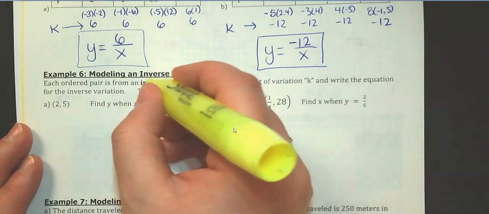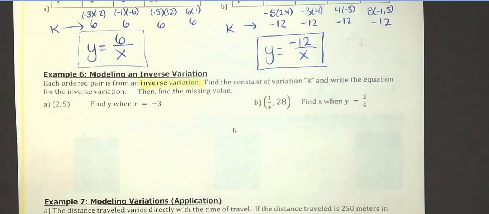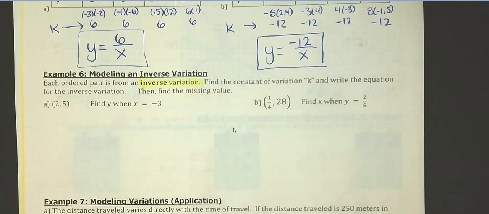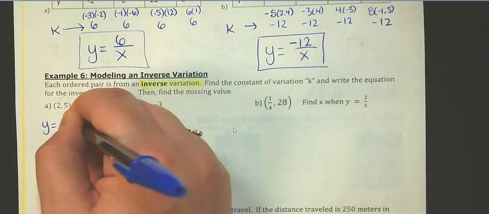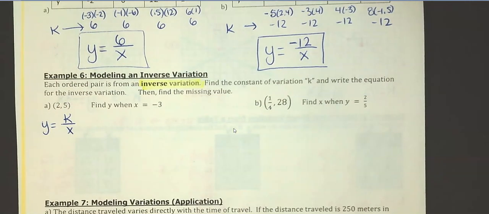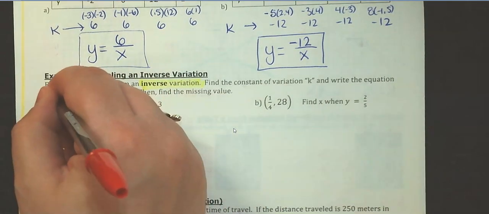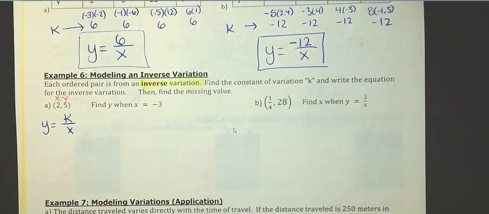So it says the ordered pair is from an inverse variation. Find the constant of variation k and then write the equation. Okay, so just remember, as you're reading this, I would immediately just write down, okay, inverse means k over x is my equation. And in this case, to find that constant of variation, you're going to multiply x times y, which I get the 0.25.